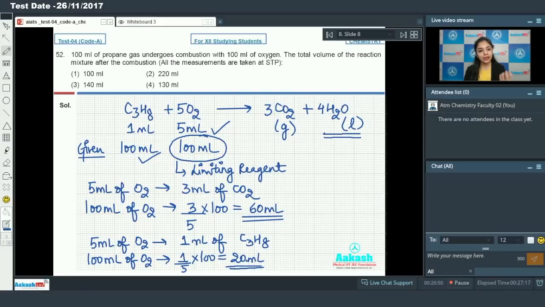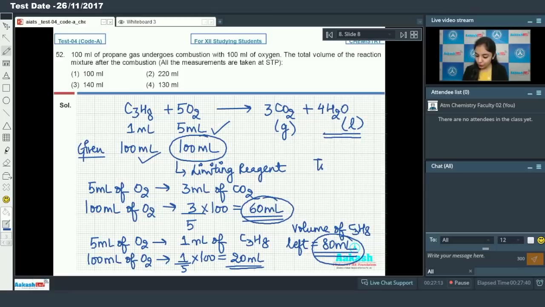So 20 ml reacted, so how much is left? 80 ml. So the volume of C3H8 left will be equal to 100 minus 20, that is 80 ml. Now we have in the reaction mixture 80 ml of propane gas and 60 ml of CO2. So the total volume will be equal to 80 plus 60. So it is equal to 140 ml. So option number 3 is the correct answer.